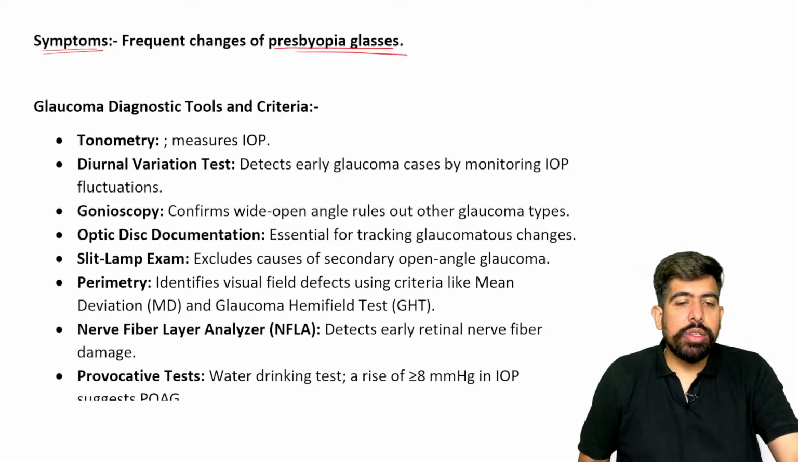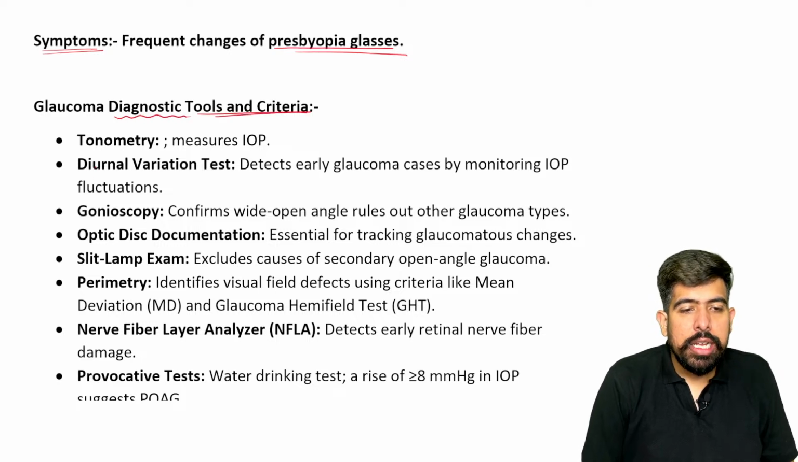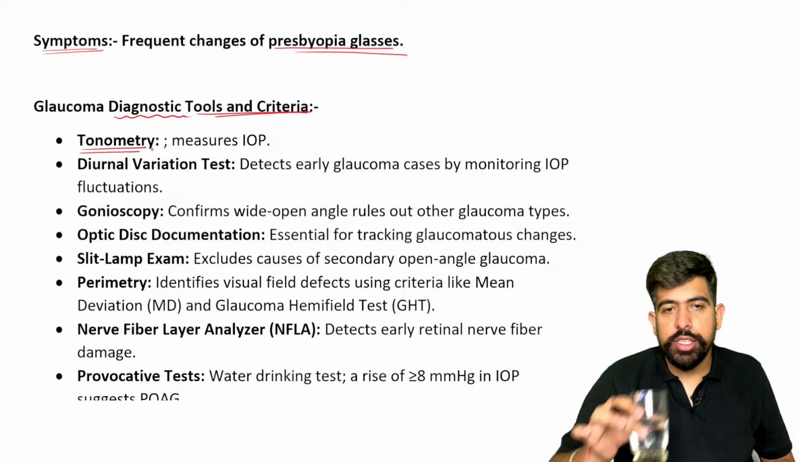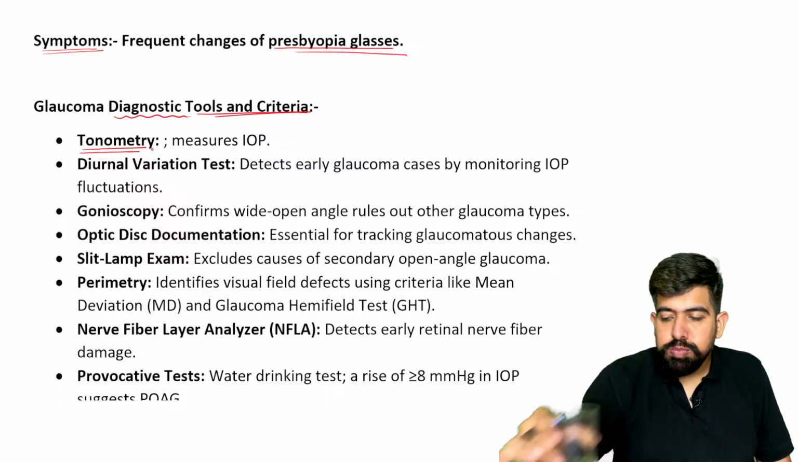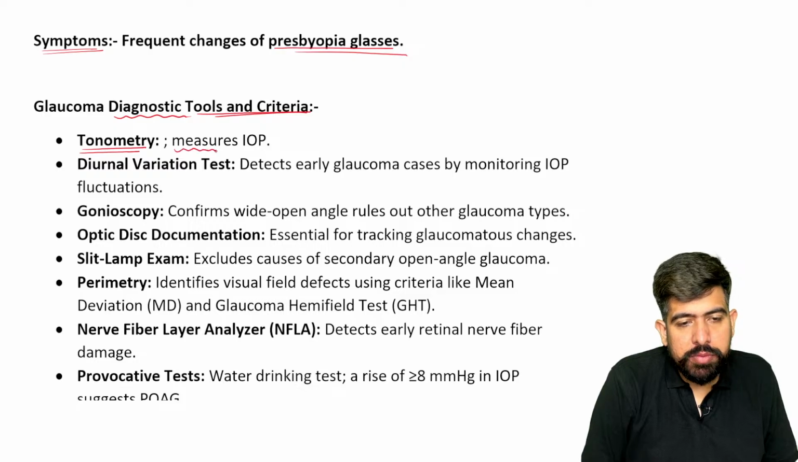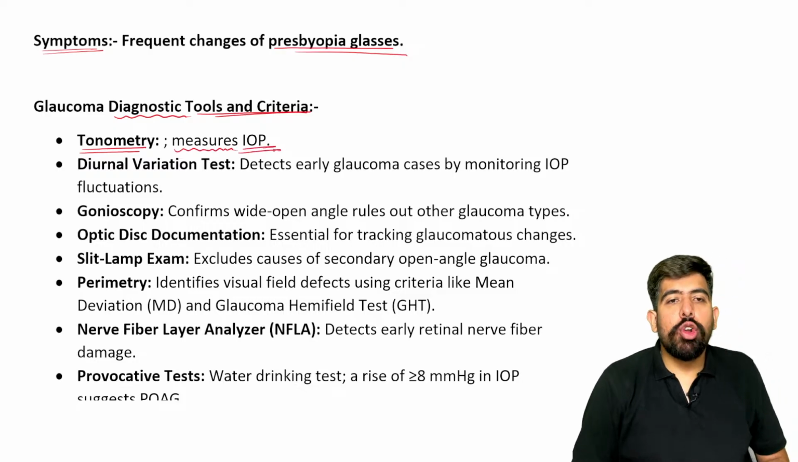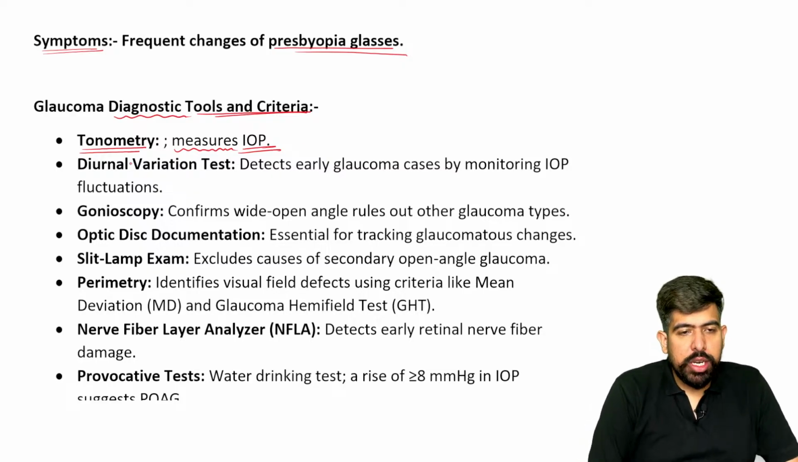Now, what is the diagnostic tool for this? If I'm talking about the glaucoma diagnostic tools and criteria, first of all we have to do the tonometry. And guys, what is the use of this tonometry? As you know very well, it measures the intraocular pressure. What is it going to do? This tonometry is going to measure the intraocular pressure.